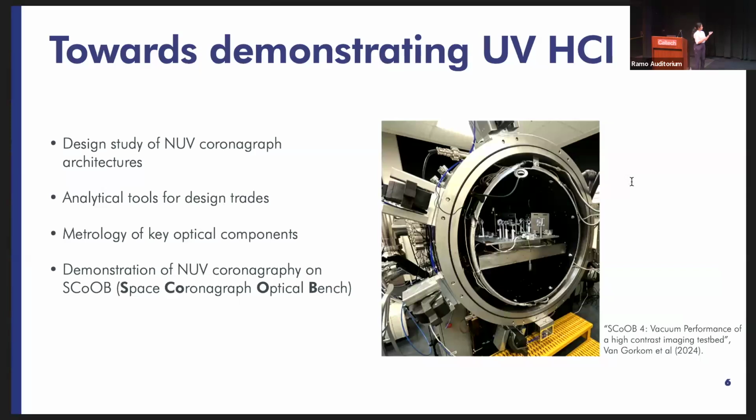And our final goal is to have an NUV demonstration on SCoOB. SCoOB is our vacuum-compatible testbed, and we are using a charge 6 vortex with a 1K DM, and we get a contrast of about 2 times 10 to the -9 in narrowband in vacuum.